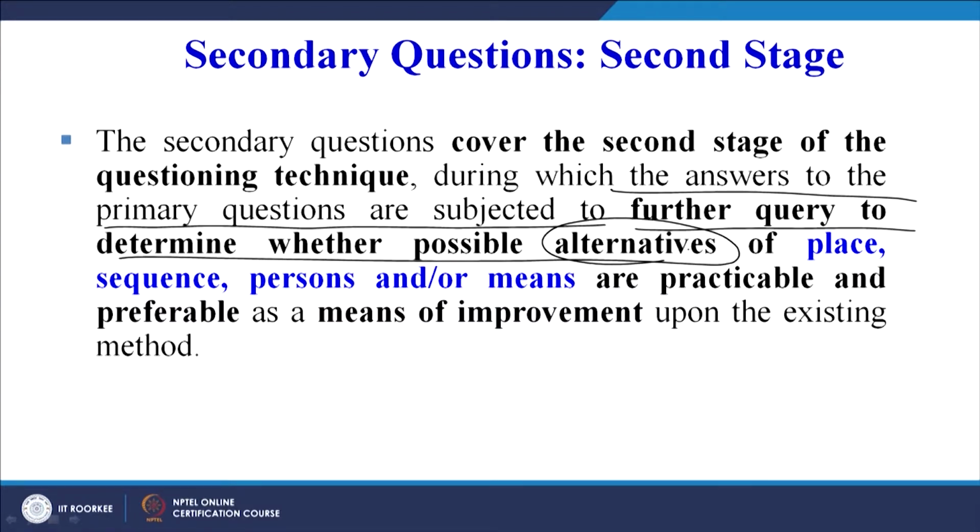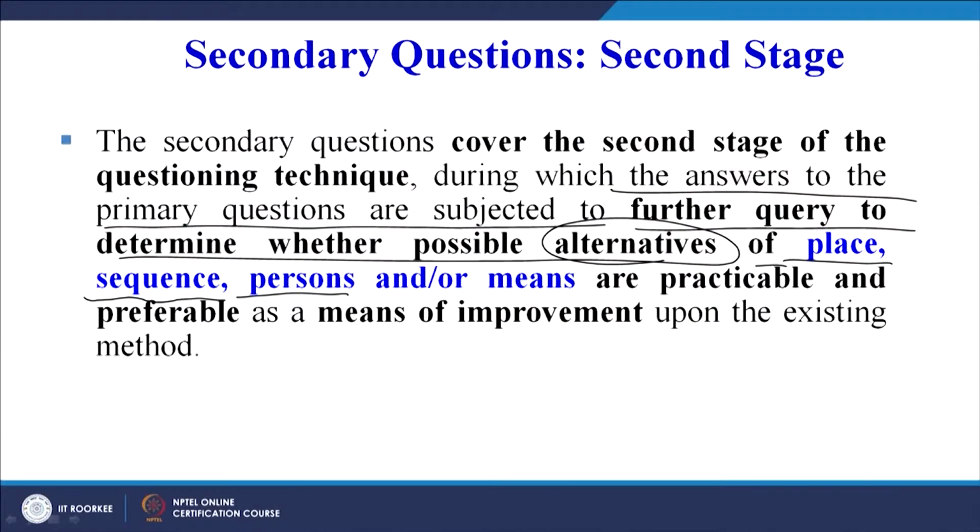For example, the primary question can be who is doing the job, and the secondary question can be who else can do the job. So the answer to the primary question is giving us a hint towards the alternatives in the secondary stage, that is, who can be the other people who can replace person X. I have taken an example in terms of person, but alternatives can be in terms of place. Why is the lecture being recorded in this recording studio? Where else can it be recorded? Automatically the answer will go to the second studio or the third studio. Where else can it be done?